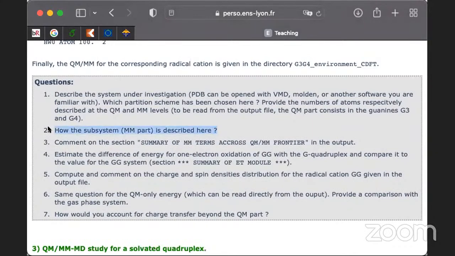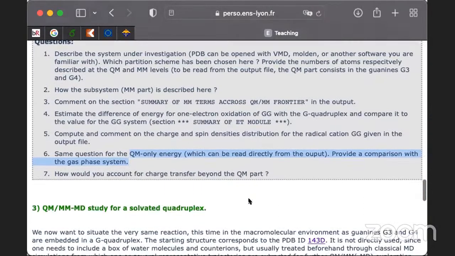And now you have a question like, how is the part described with the force field? And you have a summary of the ET module that we are going to check together. ET stands for electron transfer or charge transfer. And you have a QM only energy that you can find also and compare directly.